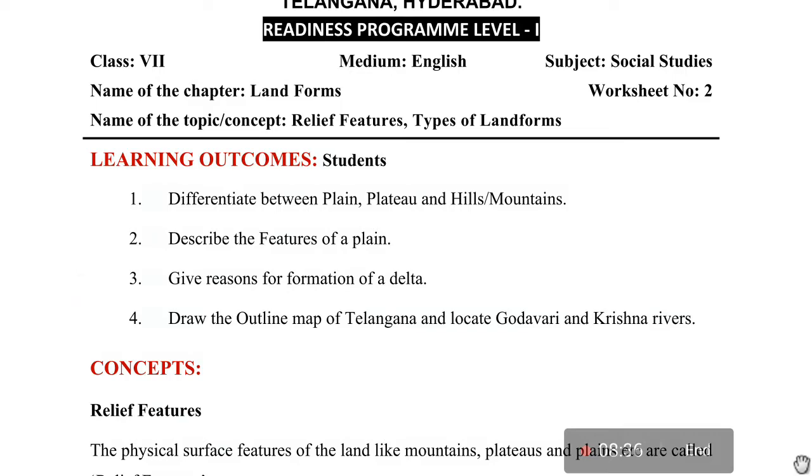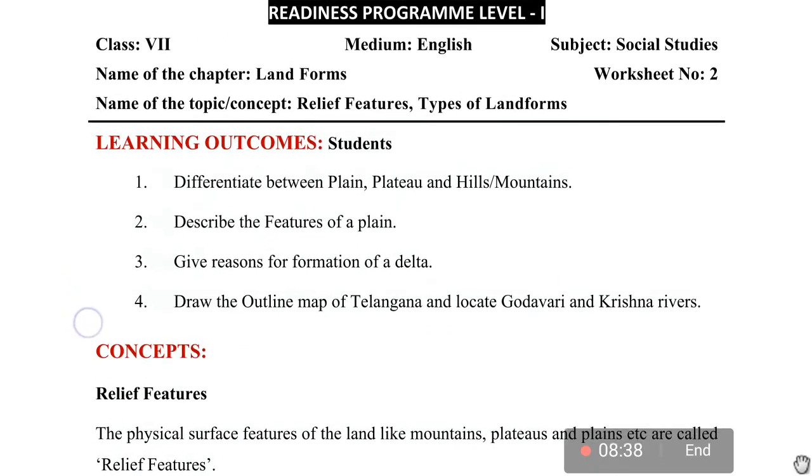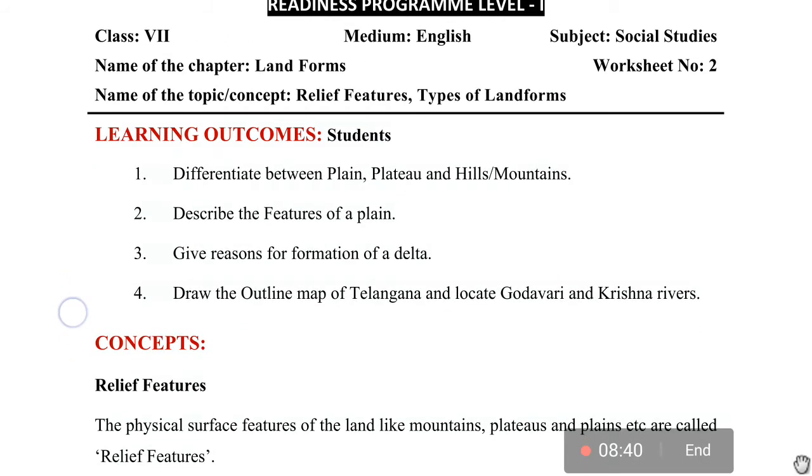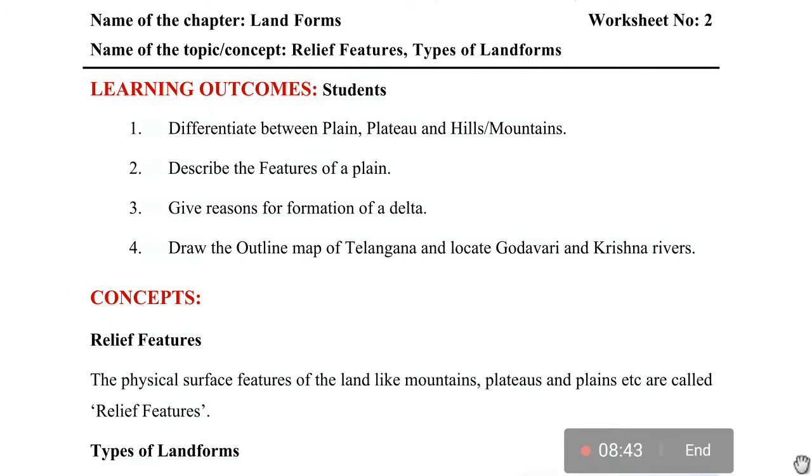Next, worksheet 2. Worksheet 2 is a lesson. The name of the lesson is landforms. What is the name of the concept? Relief features, types of landforms. Learning outcomes for students: students are going to learn about the difference between plain, plateau, and hills or mountains.